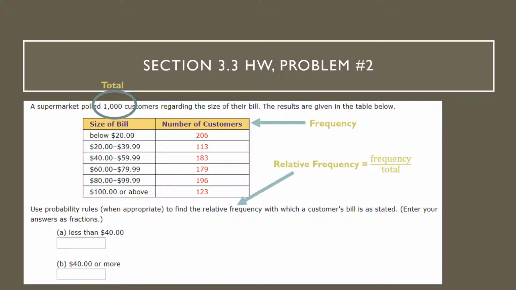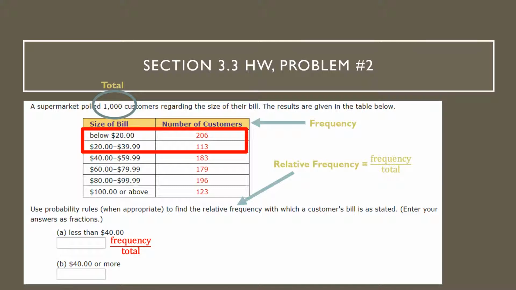All right, we're looking for the probability, or sorry, let me say that again. The relative frequency with which a customer's bill is less than $40. All right, less than $40. So let's look at our table. Those are the folks who had a bill less than $40. If you go to the next row, that's $40 to $59.99. So everybody in the first two rows, those were the folks who had a bill less than $40. So you're going to add up those two numbers and divide that by the total. That's going to be your relative frequency.